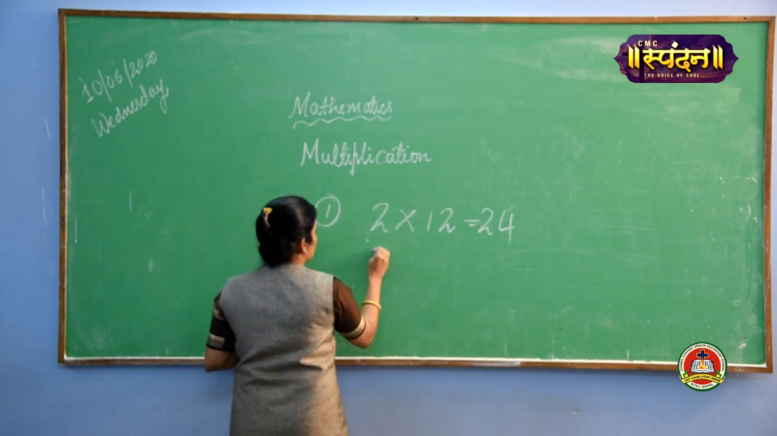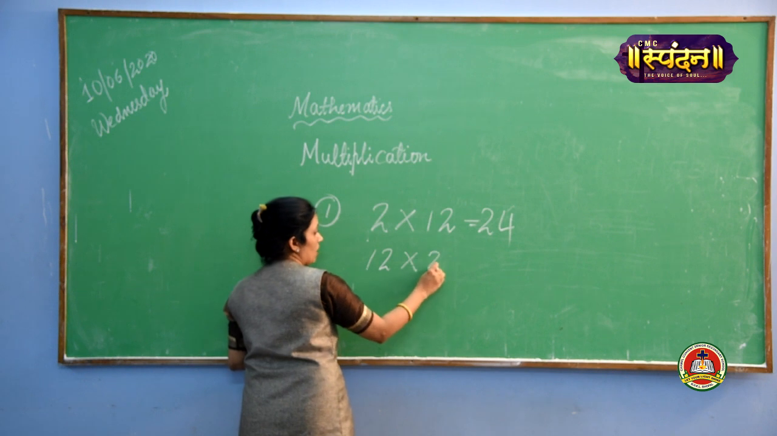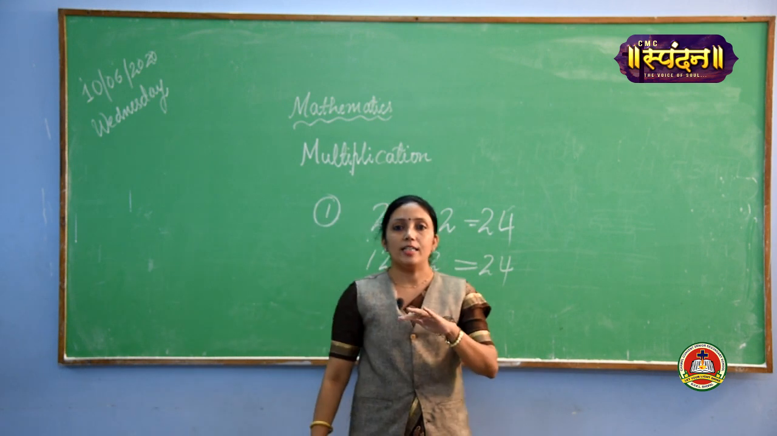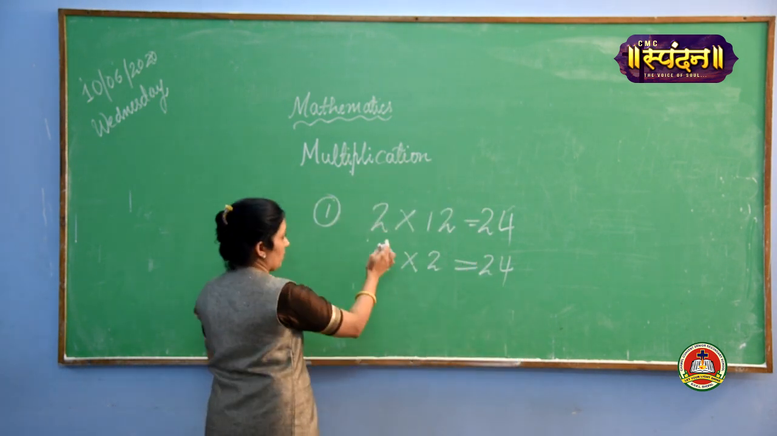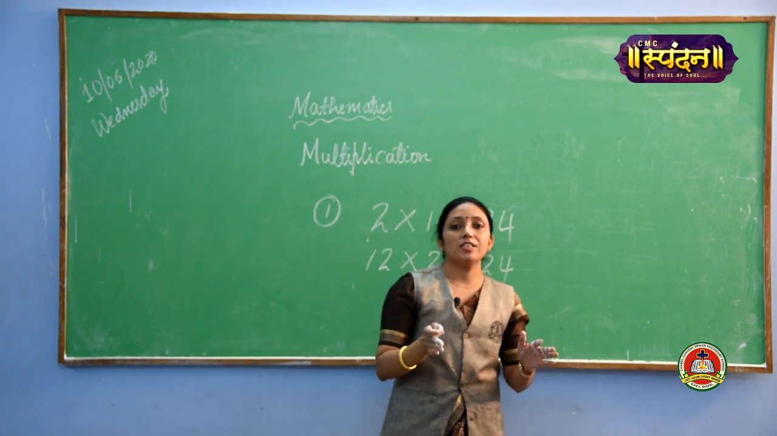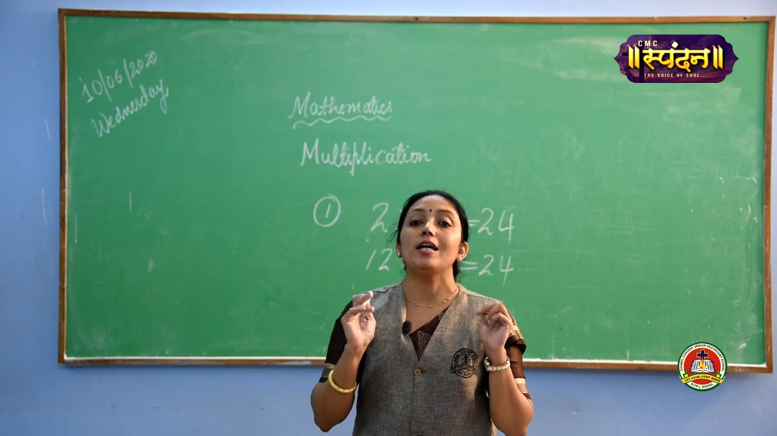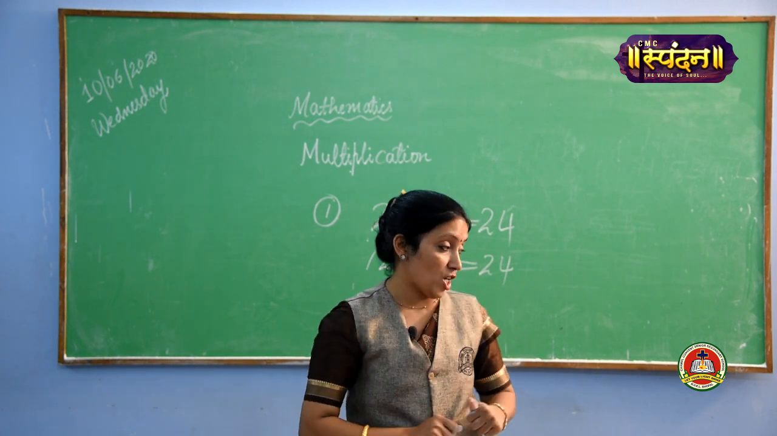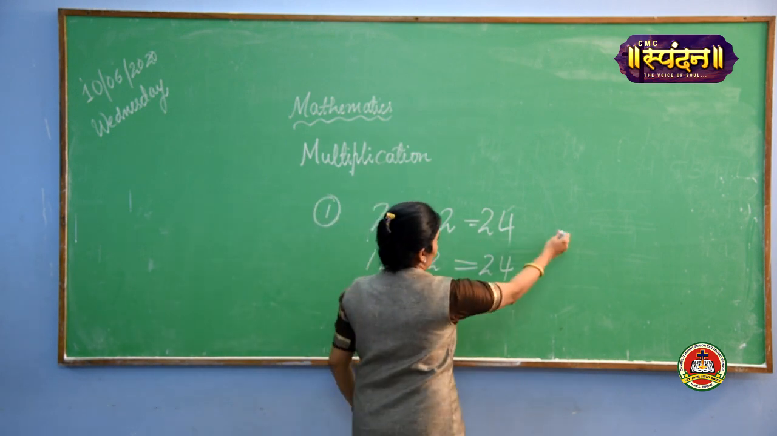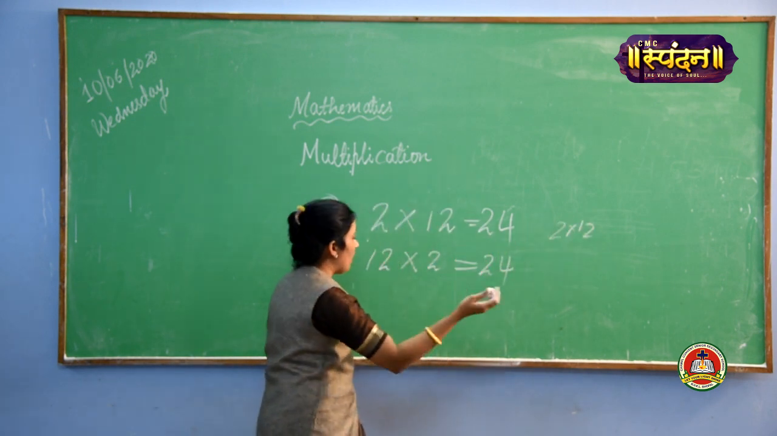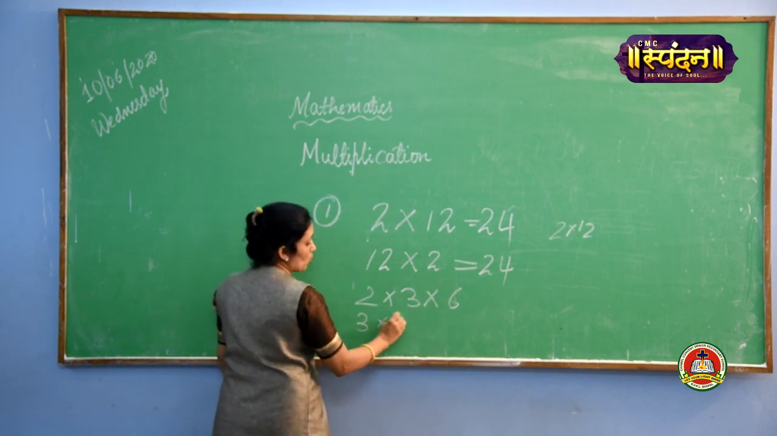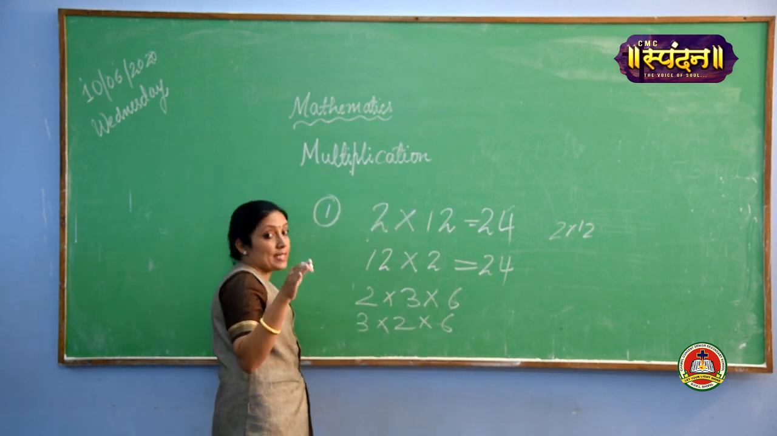Now let me tell you the same thing again. 12 twos are, yes, this is also 24. So what I have done here is I have just shifted the numbers. This 2 has gone here and 12 has come here. It means interchanging the position will not change your answer. This is your first property of multiplication. Even if you are interchanging any numbers, like here we are having 2 into 12, but even if I go with 2 into 3 into 6, or I say 3 into 2 into 6, it will be the same.